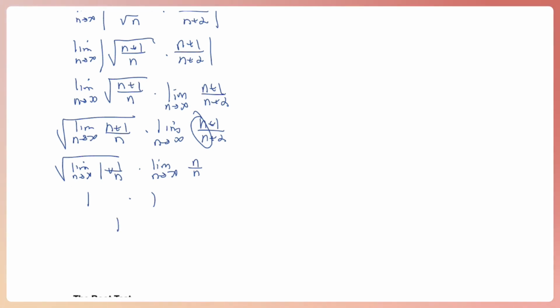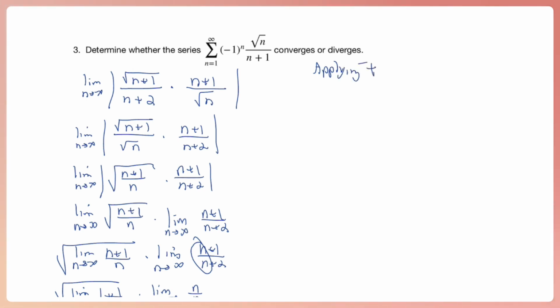My limit of the ratio, the absolute value of a sub n plus 1 over a sub n, is equal to 1. Remember, if we get a limit that is equal to 1, our ratio test is inconclusive, and we have to throw it out. We can't test this using the ratio test. We've got to try another technique. So I look at it here and it looks like an alternating series, so let's apply the alternating series test and see if that could work.